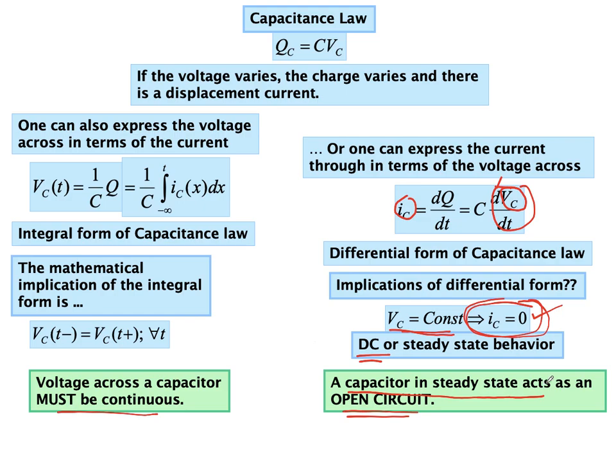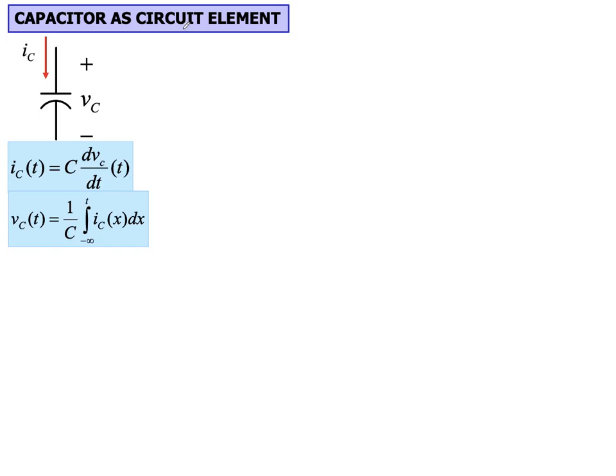So these are the two implications of the capacitance law, and we have derived those implications from the integral form of capacitance law and the differential form of the capacitance law. So let's talk about capacitors as circuit elements. This is what we have talked about so far: if you have a capacitor with capacitance C, the voltage across that capacitor is V_C, and the current flowing through it is I_C.